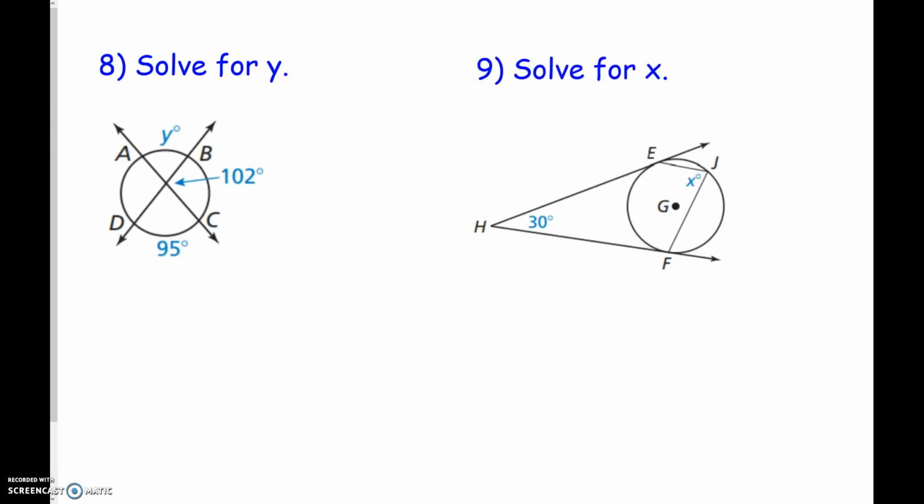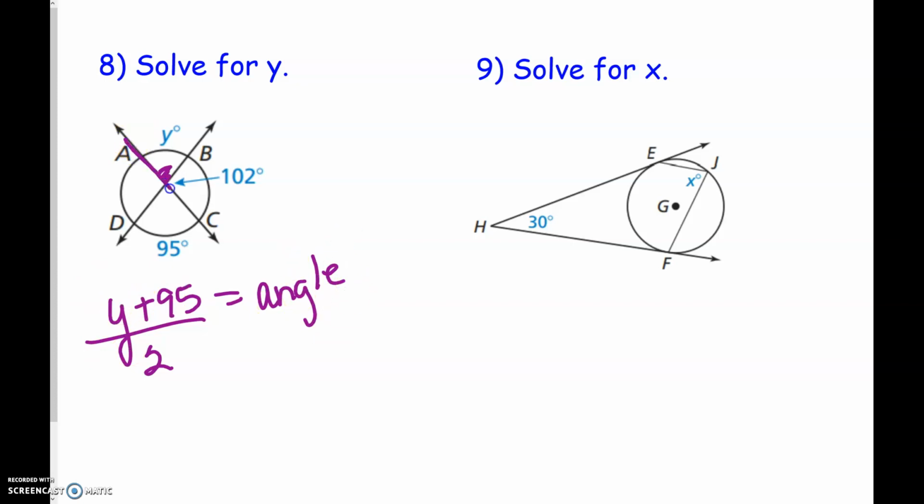Oops, skipped a slide or two here. All right, now we're going to solve for y. So this is where we're going to take y plus 95 and divide by 2, and that's going to give me my angle in here. Okay, but I have two unknowns in here. I don't know what y is, and I don't know what that angle is.